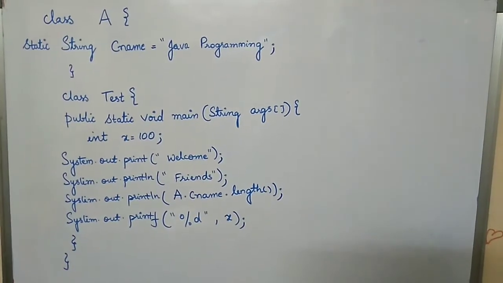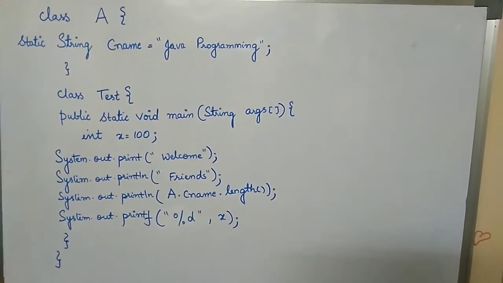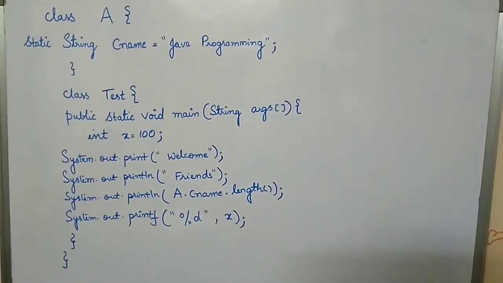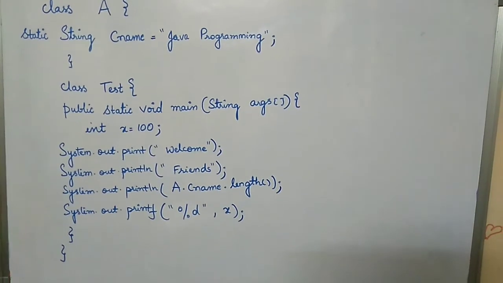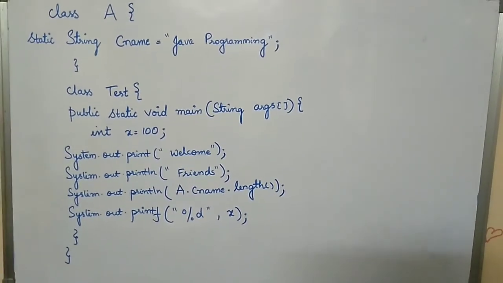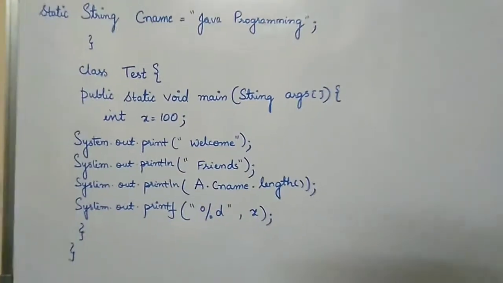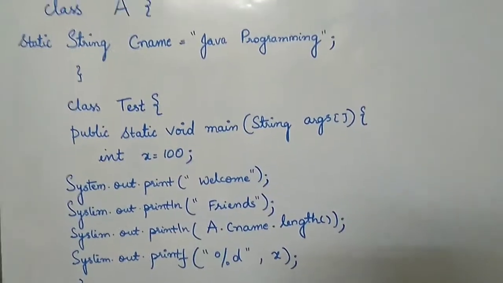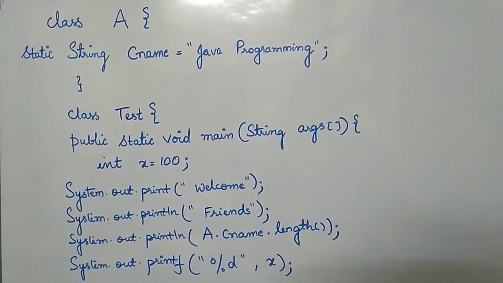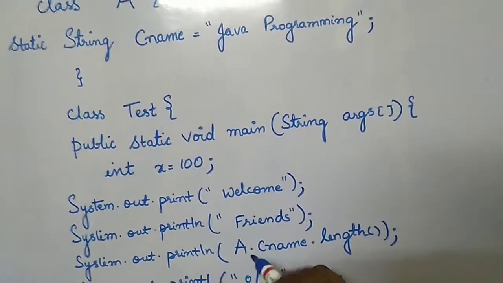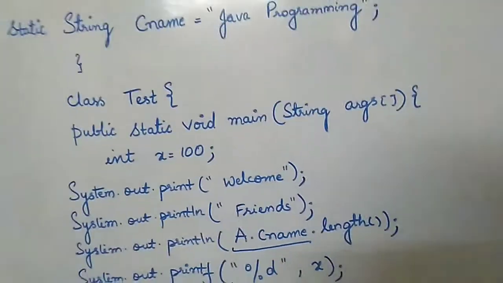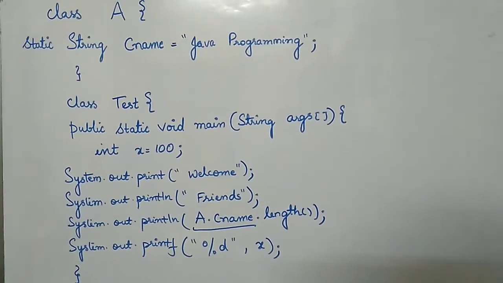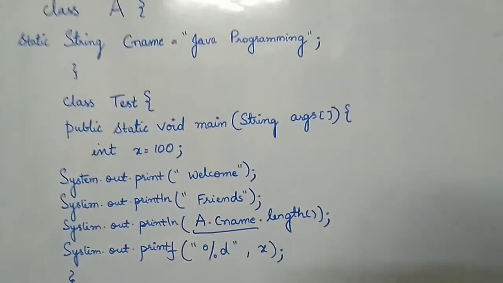Okay friends, let us take a look at this particular program. There is a class A. Inside the class A, there is one static string variable, which is Java programming. There is another class and we are trying to find out the length of this particular variable, which is CName. To do that, since this is a static variable, we can access it only through the class name. So we said A dot, then the name of the variable, and then we are calling the method of the String class, which is length.